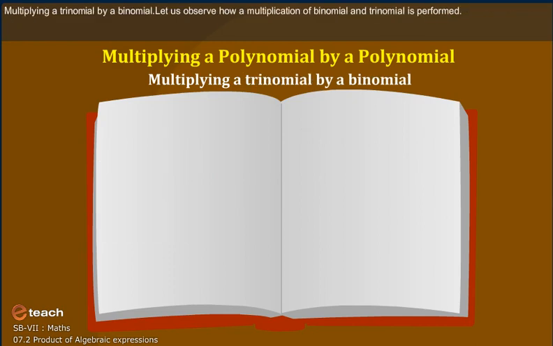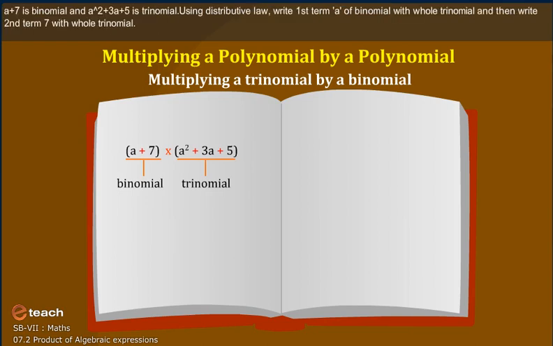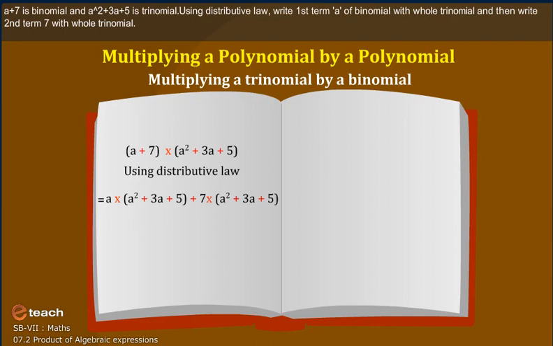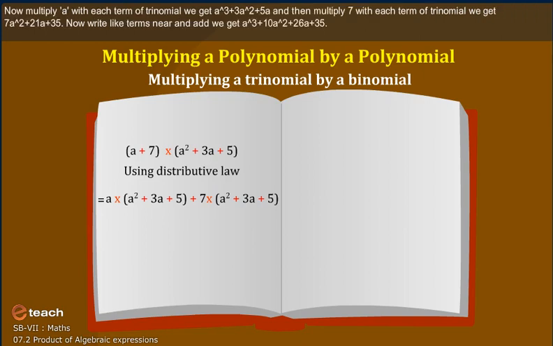Multiplying a trinomial by a binomial. Let us observe how a multiplication of a binomial and trinomial is performed. a plus 7 is a binomial and a square plus 3a plus 5 is a trinomial. Using distributive law, write the first term a of the binomial with the whole trinomial and then write the second term 7 with the whole trinomial. Now multiply a with each term of the trinomial.